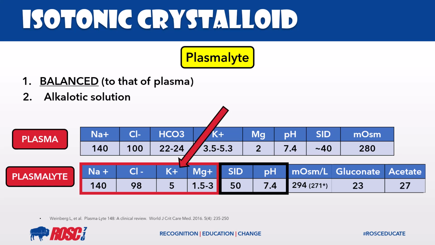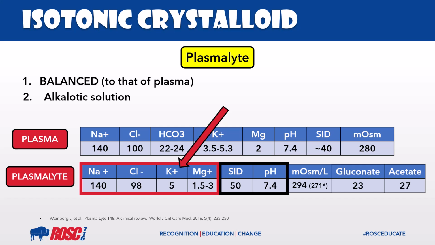I also want to point out, when it comes to potassium, there's 5 milliequivalents per liter in a bag of plasma-lyte. Let's now take a look at the osmolality of plasma-lyte. So it's 294 in vitro in the bag, but in vivo it's around 271. So this is a tad bit lower than what the plasma osmolality is. This is important when we're taking care of specific patient populations.